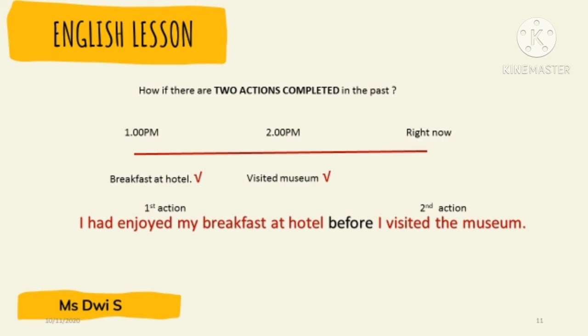Now, because the breakfast finished earlier, we can say, I had enjoyed my breakfast at hotel before I visited the museum. This person woke up at 11, so that's why he had breakfast at 1 p.m. Okay, let me repeat. I had enjoyed my breakfast at hotel before I visited the museum.